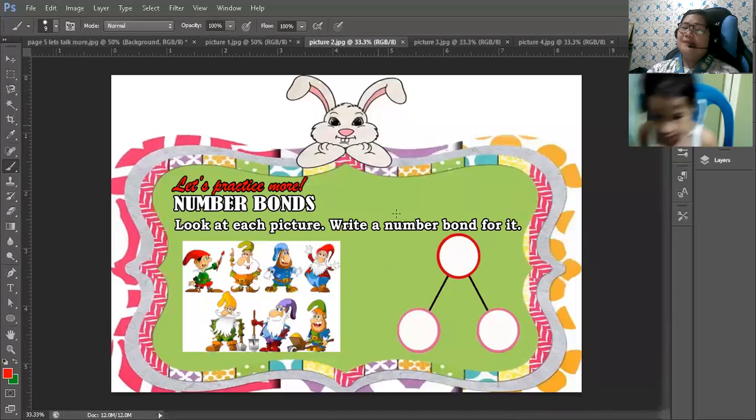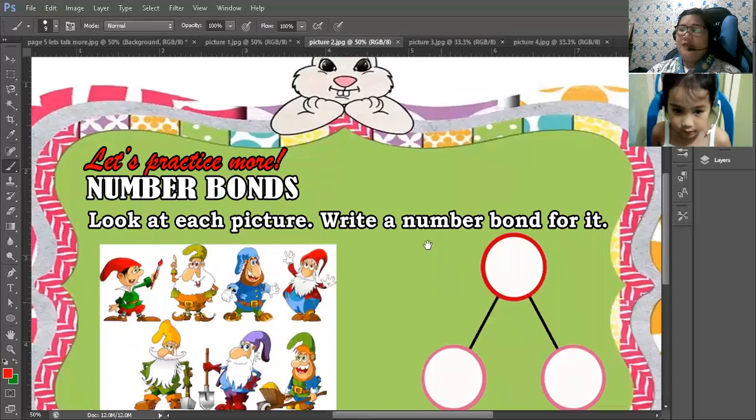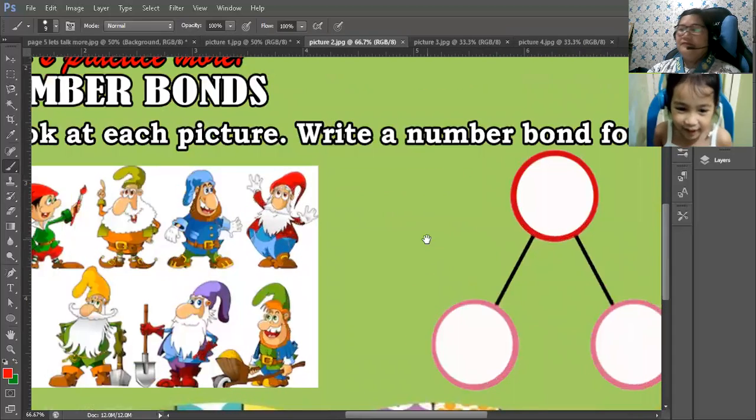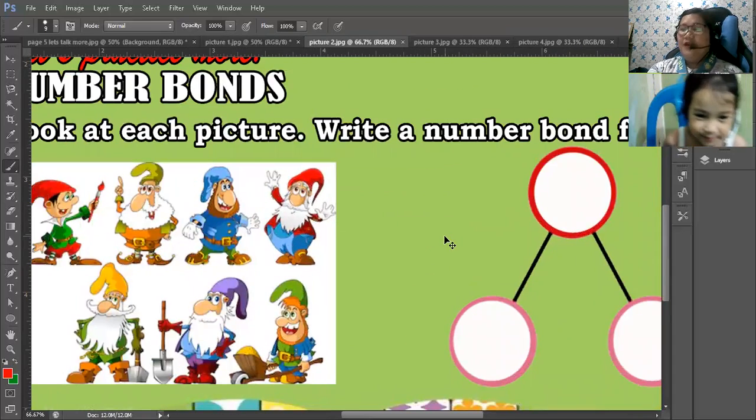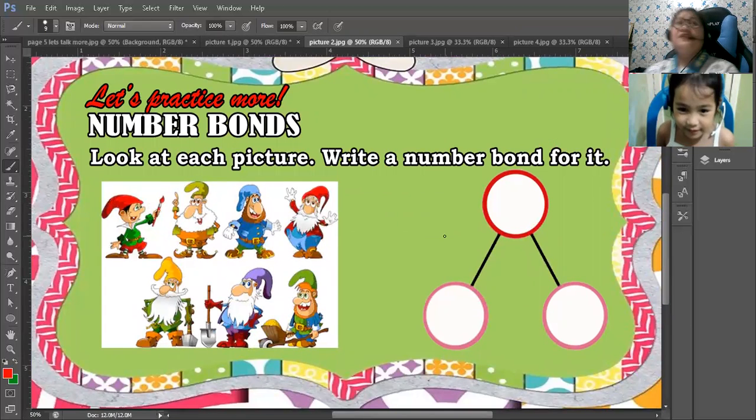How about this one, Zoe? How about this? What can you see in the picture? What are those? Oh, you don't know them? Haven't you seen Snow White and the 7 dwarfs? I already seen it in the story, but now I can't see it.